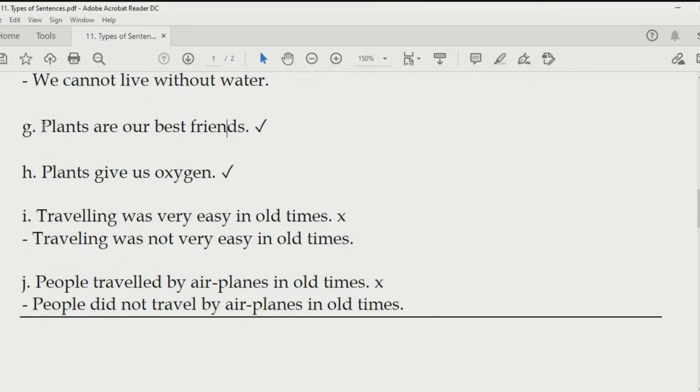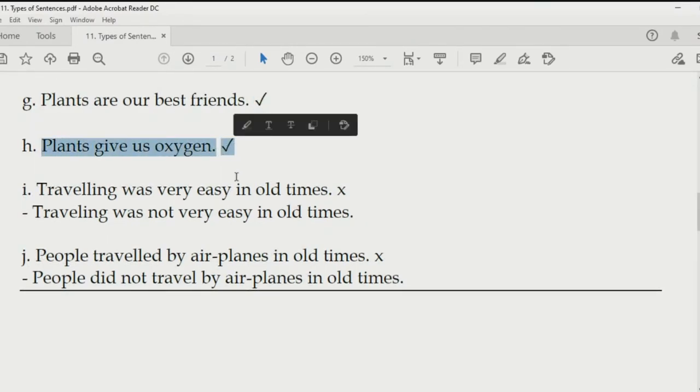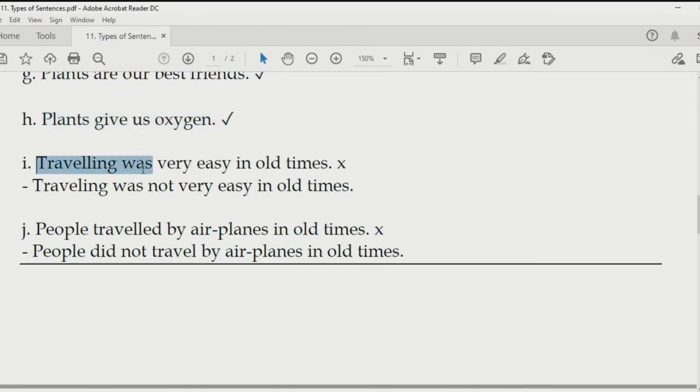Next one, plants are our best friends. Yes, it is a true statement, so we'll put a tick mark. Plants give us oxygen, also true. Traveling was very easy in old times. This is completely a wrong statement because in the olden days they did not have vehicles. So it was not easy. And just as I already gave you the answer, traveling was not easy. So it is very simple to make a negative sentence. Traveling was not very easy in old times.